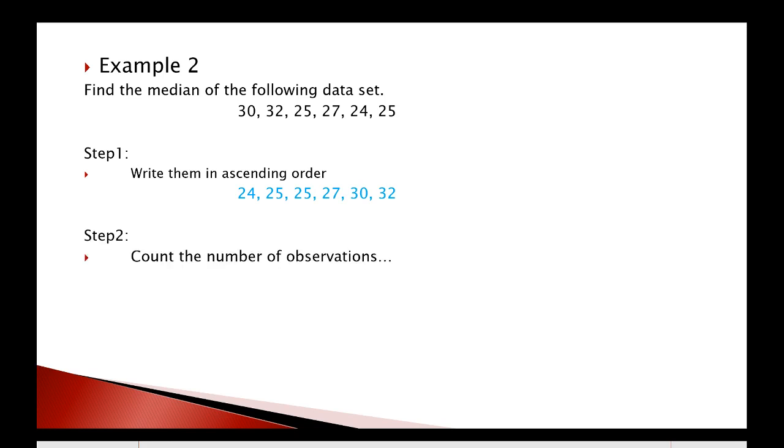Step 2 is to count the number of observations first. So we have 6 observations here. So our n is 6, which is an even number. In other words, here we cannot find a proper mid value as before. In this case, what we do is we can see that there are 2 observations that are in the middle. So we take the average of those 2 observations as our median.